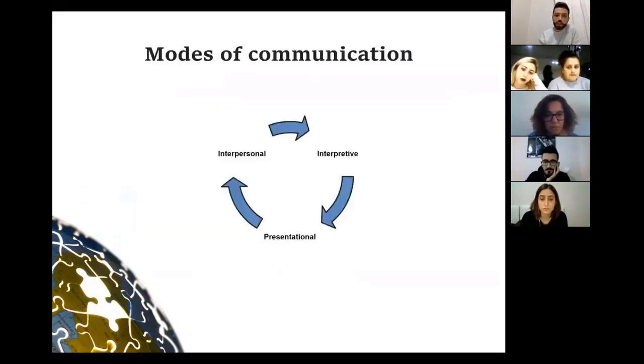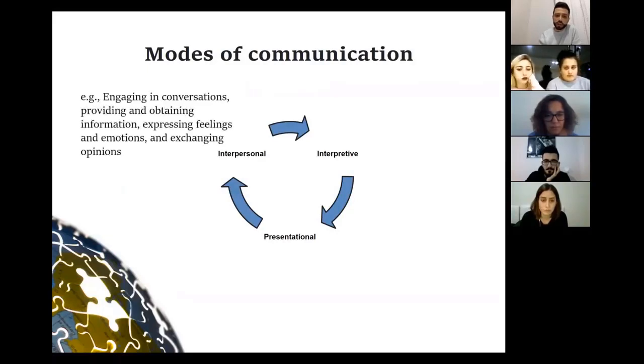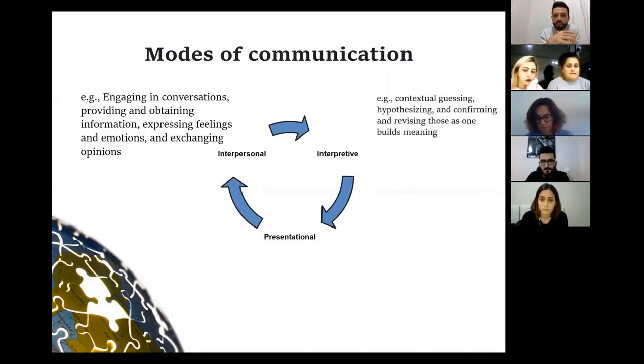So in terms of modes of communication, as I said before, there are three modes. The first one is interpersonal. Interpersonal mode of communication is a two-way communication, so the interlocutors interact with each other. To give some examples, we can focus on engaging in conversations, providing and obtaining information, expressing feelings and emotions, and exchanging opinions. In this kind of interaction, there are interlocutors and they interact and convey information mutually.